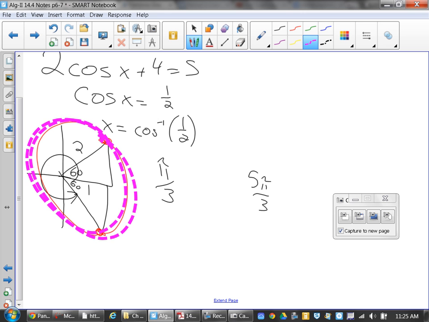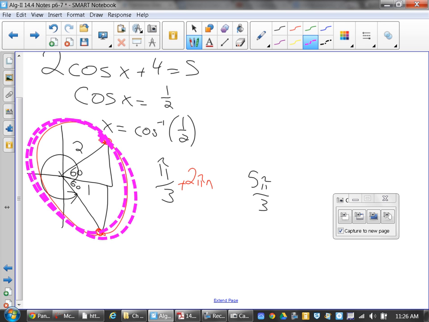Not 2 pi over n, I'm sorry, 2 pi n. So every time I go around the circle, I'm going to be back at pi over 3. I'm going to be back at a cosine value that's equal to 1/2, no matter what. So every time I spin around, that would be your answer.